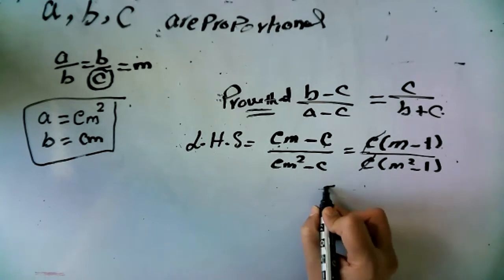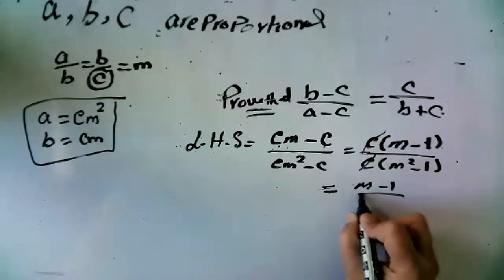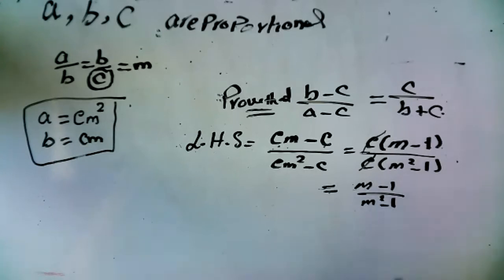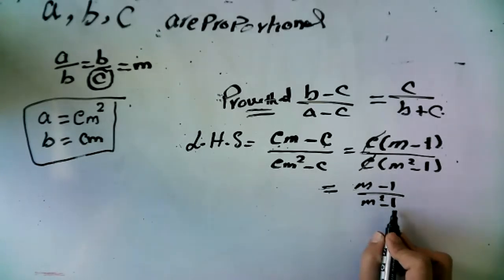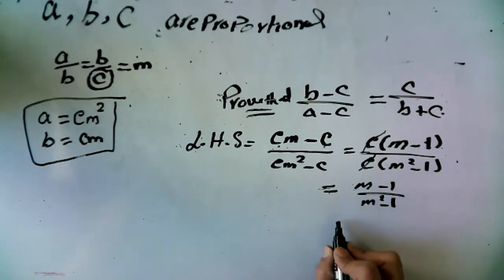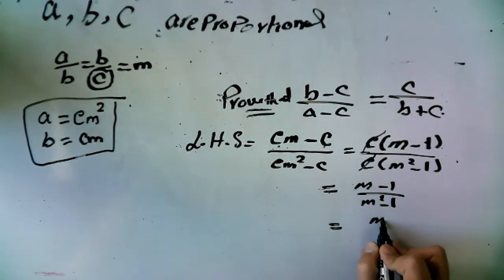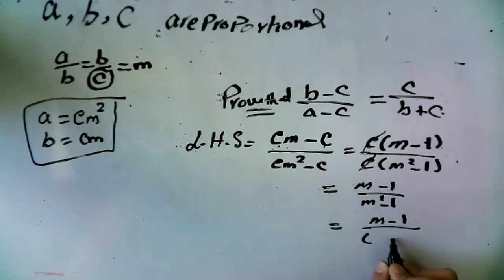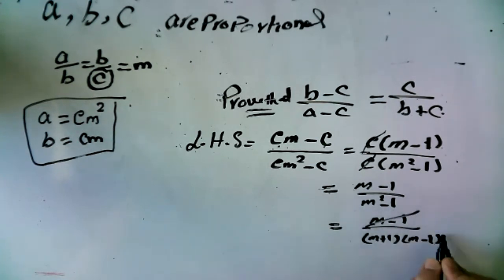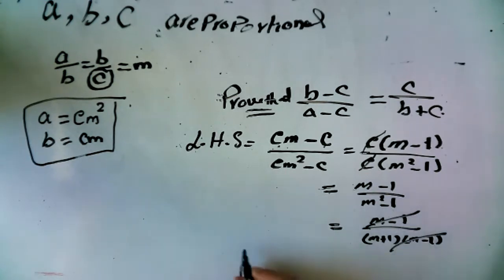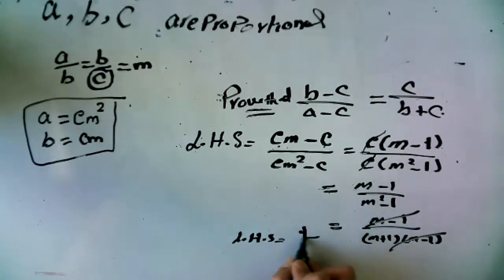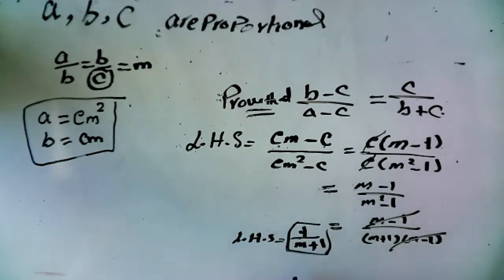Then m minus 1 over m power 2 minus 1. We have not finished yet because we are going to factorize m power 2 minus 1 into two factors. The two factors of m power 2 minus 1 are m plus 1 and m minus 1, difference of two squares. By cancelling m minus 1 from the upper and lower terms, the left-hand side is 1 over m plus 1.